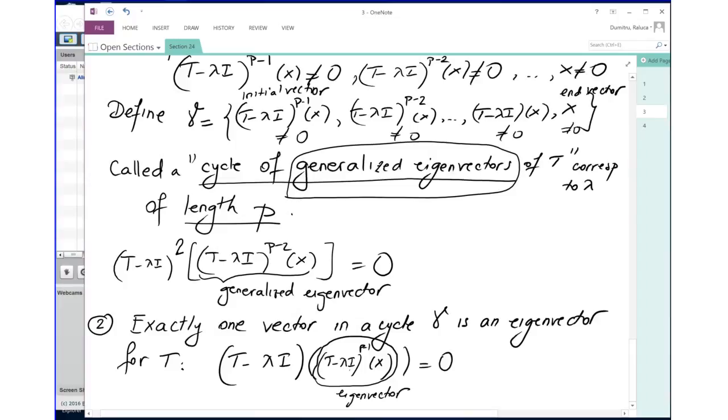And it is the only one, because there is no other vector in there with the property that when you just apply the first power of T minus lambda identity to it, you get the 0 vector. Remember that p was the lowest power with that property. When you apply T minus lambda identity, you just increase the power by 1, but you will never reach p again with any other vector.